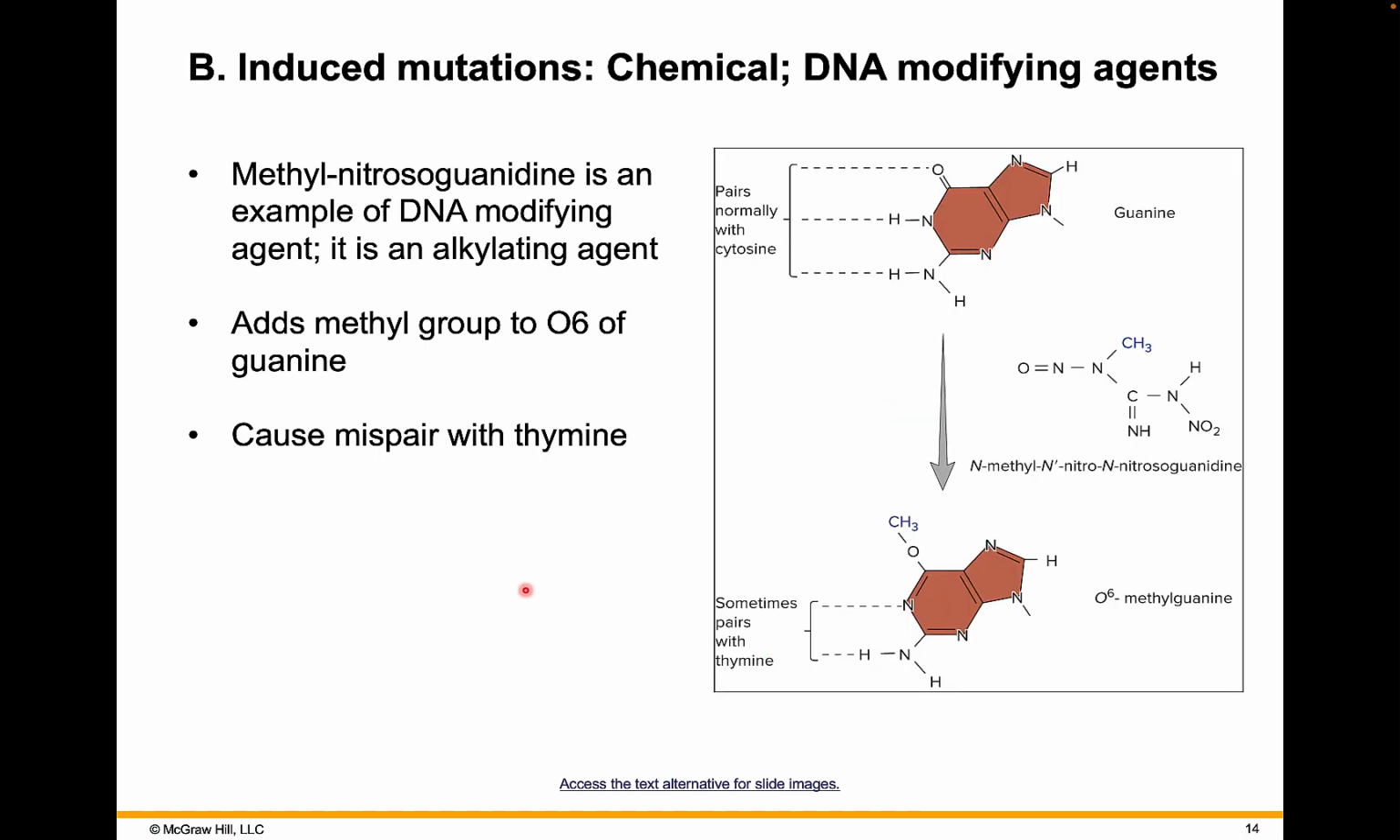So here is an example, methyl nitrosoguanidine, and it is an alkylating agent. This adds a methyl group to the O6 of the guanine. Here you can see that this is a guanine, and these are the 3 hydrogen bonds. This is the amino form of the guanine. And right here is this N-methyl-N-nitrosoguanidine, and commonly this is just known as nitrosoguanidine. And this methyl group is put onto the O6 position.